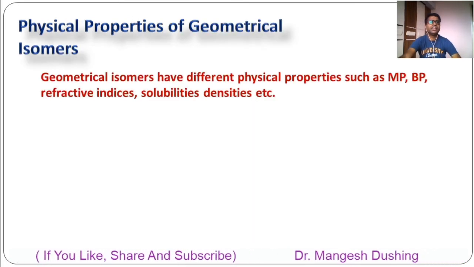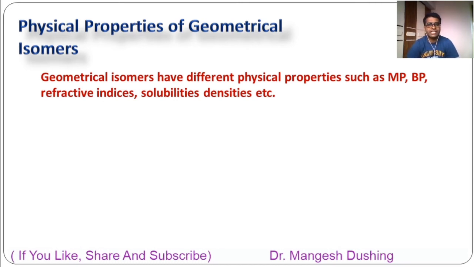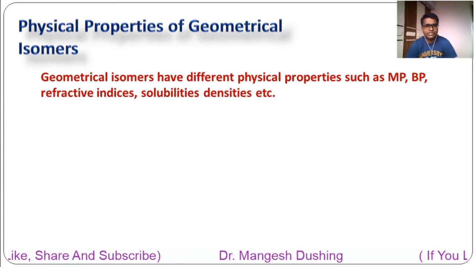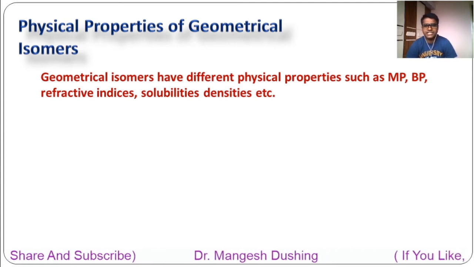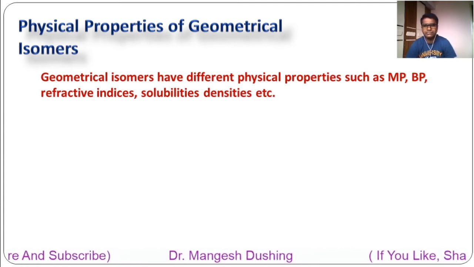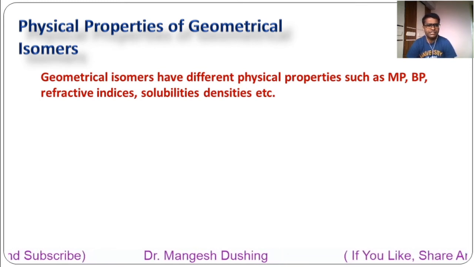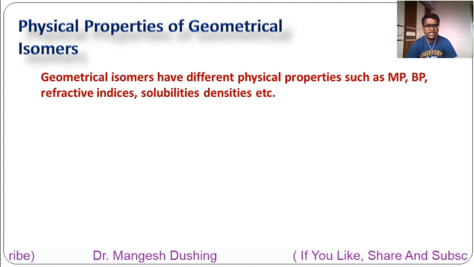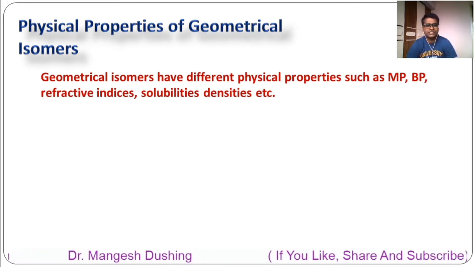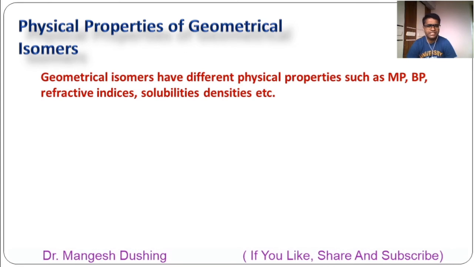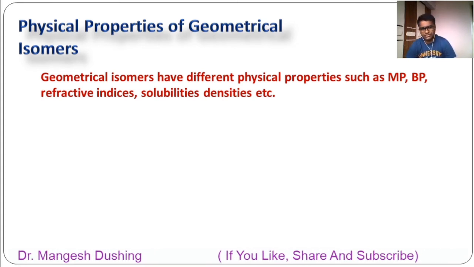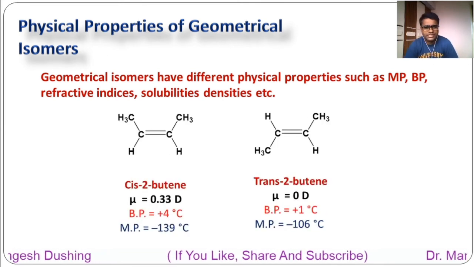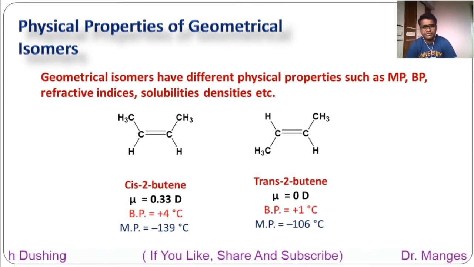Yes. Now we will see some physical as well as chemical properties of geometrical isomerism. In geometrical isomerism, they have different physical properties such as melting point, boiling point, refractive indices, solubilities, densities, etc. Because they are diastereomers, they are not mirror images of each other, so all their physical properties are different. So these are some examples, we will see one by one.